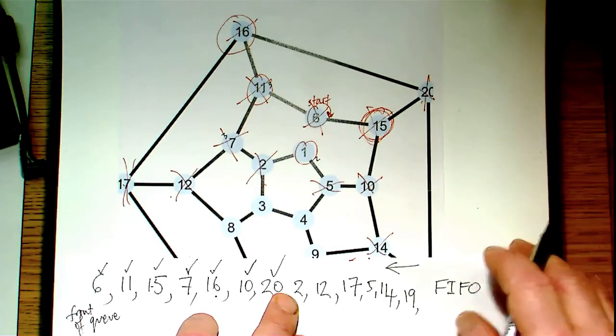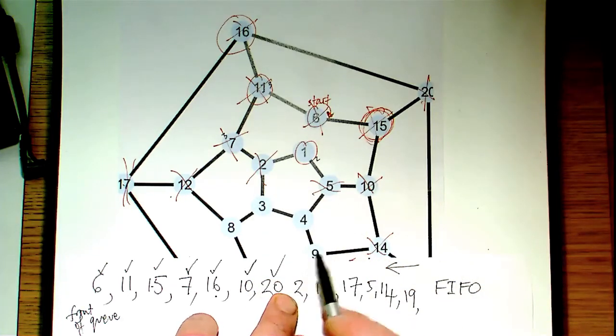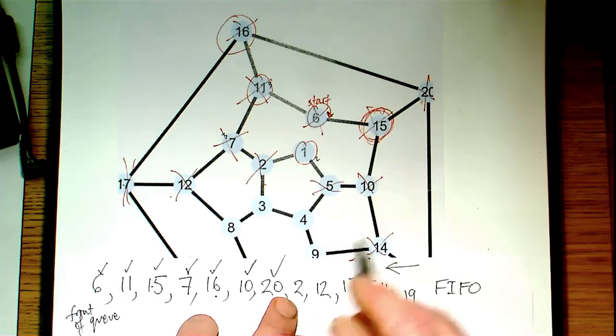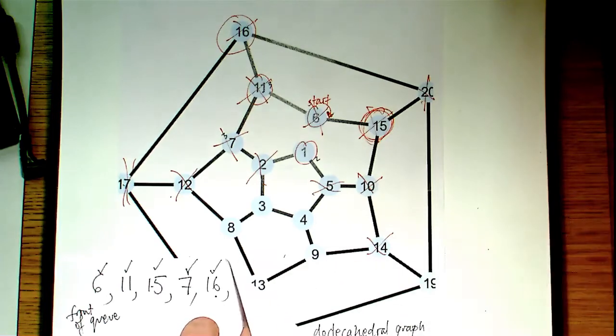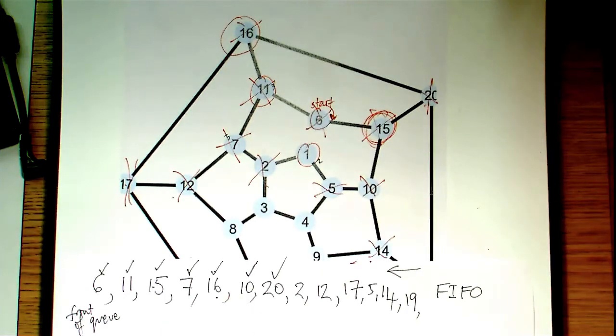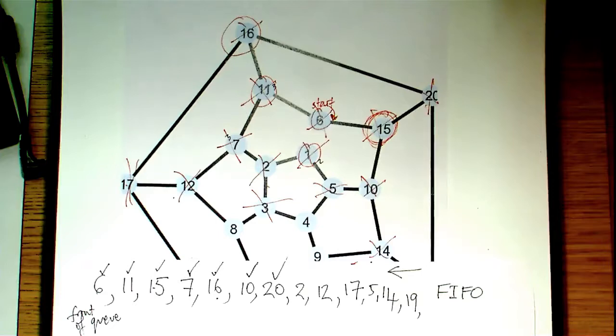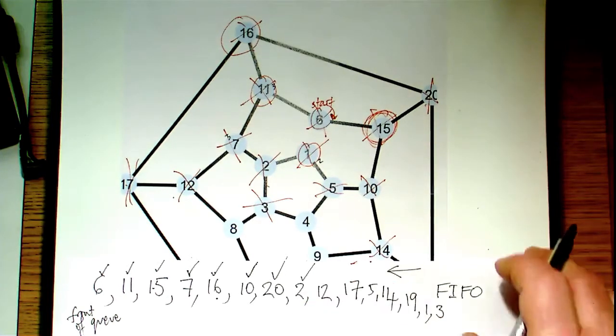Then we come to 2. Sorry, where is 2? 2 is adjacent to 1 and 3. I haven't crossed either, 1 has to be crossed out now, and 3. So it's 1, 3. I may as well go to the end at this point. Can you still see? Yes. So that does 2. Now I come to 12.